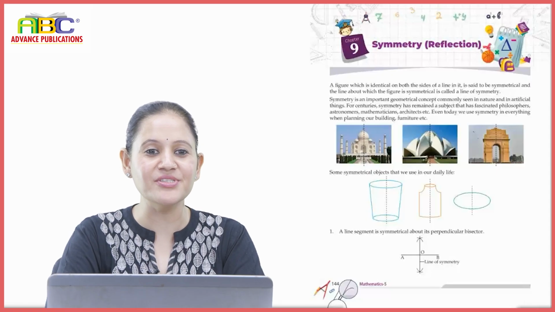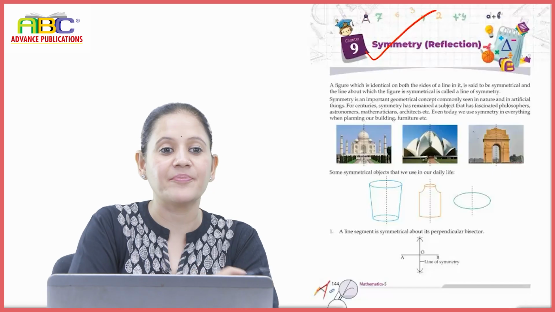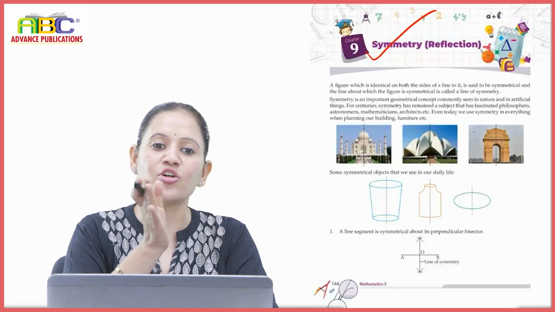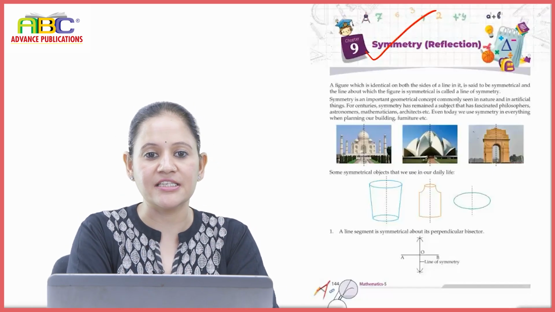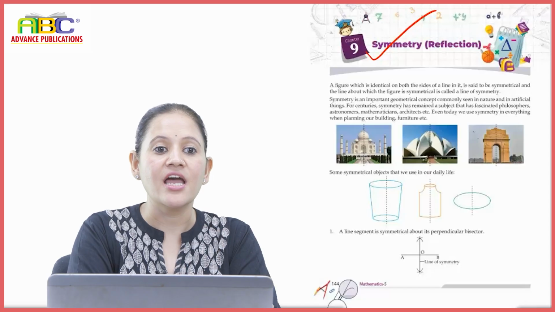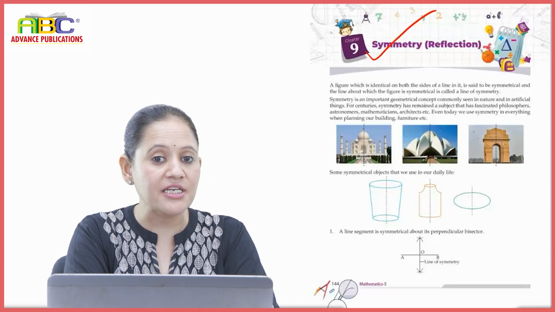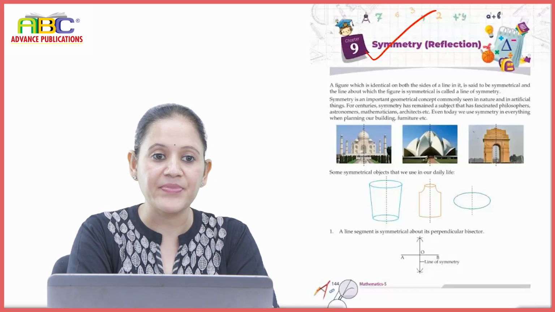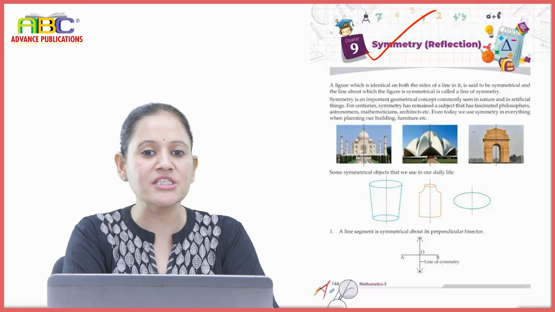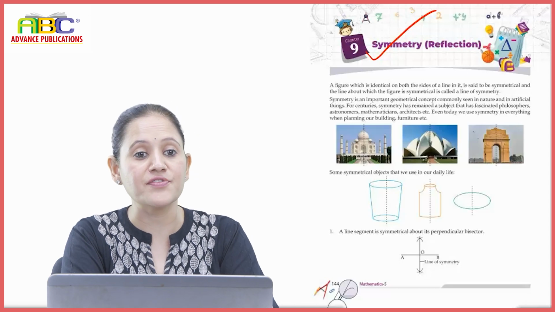Class, and today we'll do symmetry, reflection symmetry. A figure which is identical on both sides of a line is said to be symmetrical, and the line about which the figure is symmetrical is known as the line of symmetry. Symmetry is an important geometrical concept commonly seen in nature and artificial things.